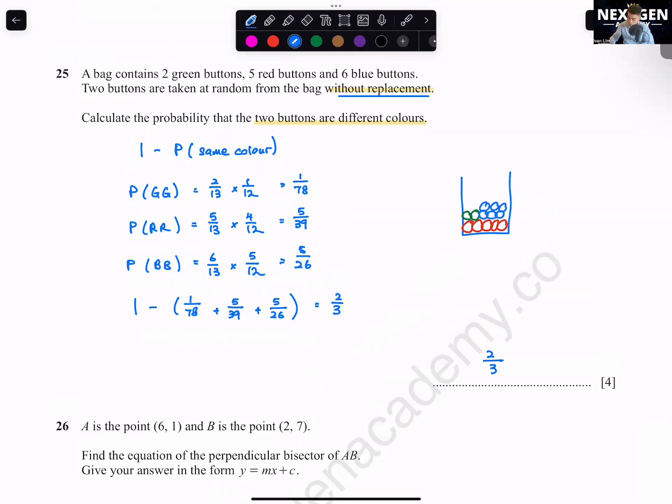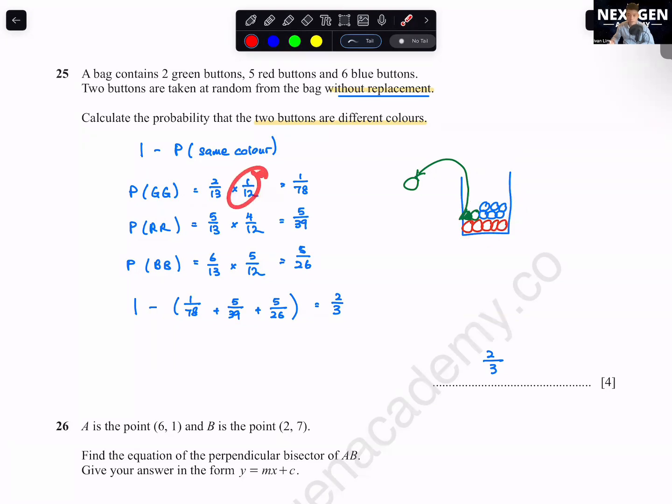Let's say you take green out like that. Your first one, you take green already. So this green is out already. That means no more here. So the second time when you put your hand in and choose, how many green are left inside? One more green, and your total also got one less, right? You got how many left inside? 12, right? Therefore, your second time when you take is 1 over 12.